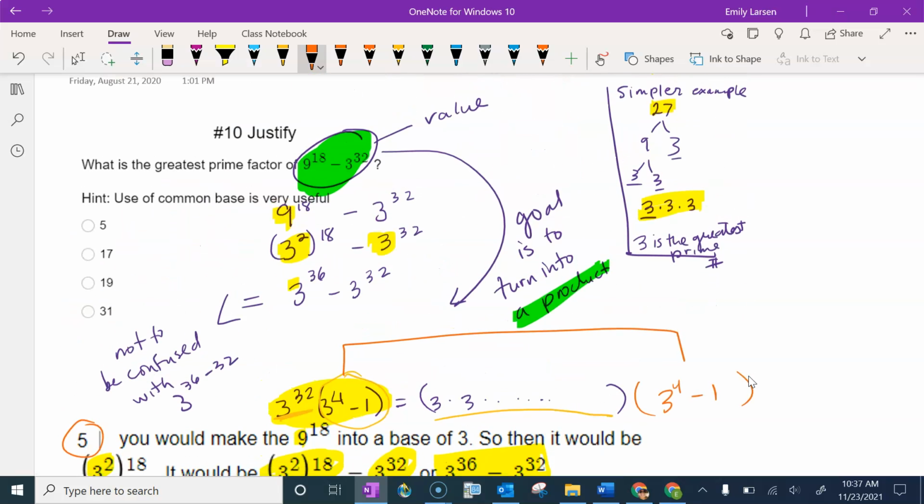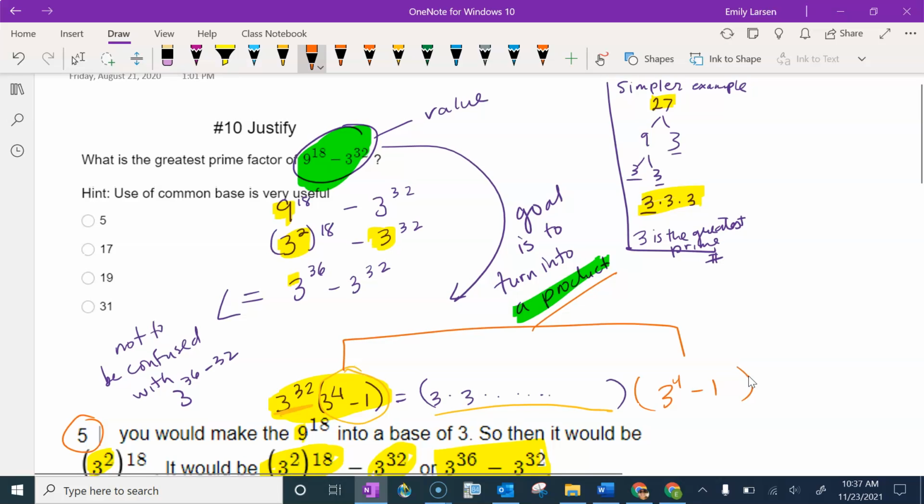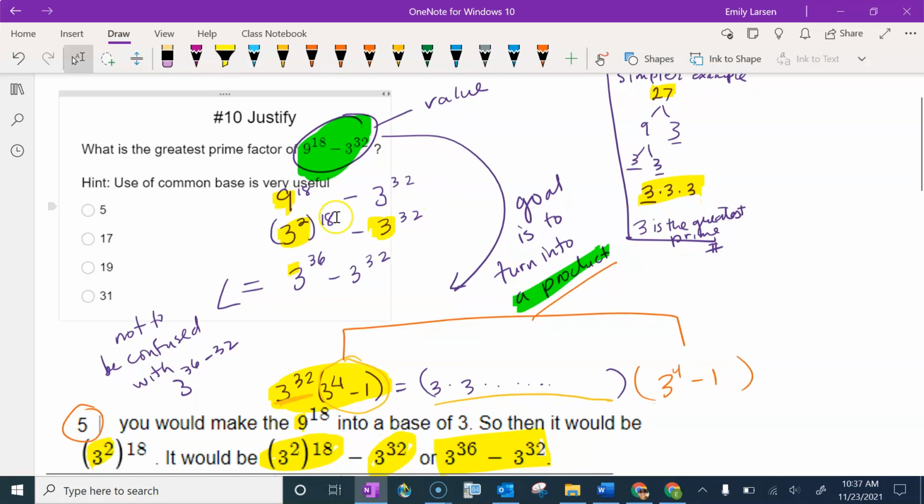So we manipulated that, turned it into a product so that we could figure out what the greatest prime factor was. And that's justify number 10.